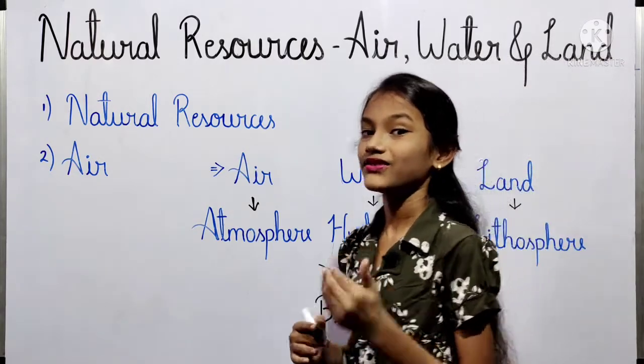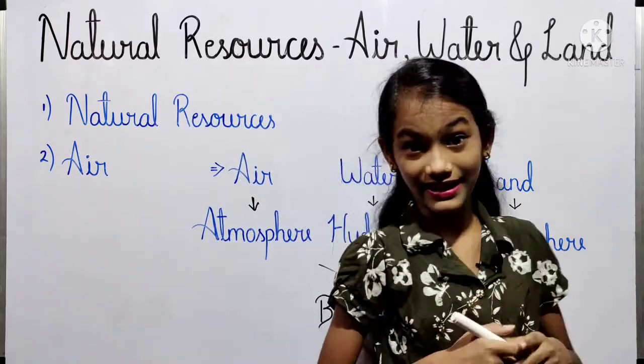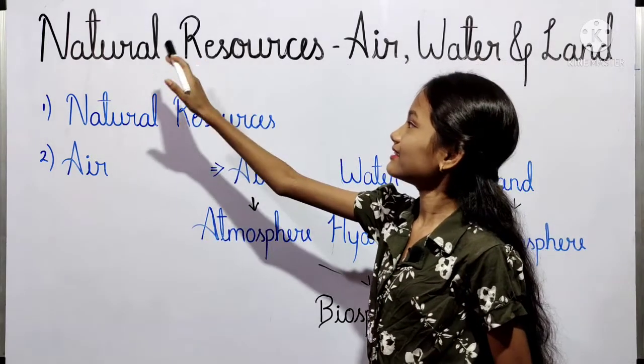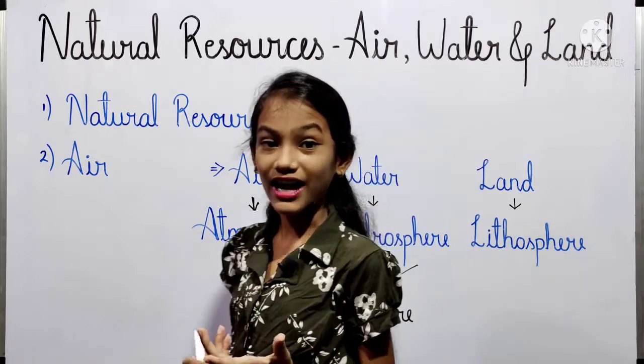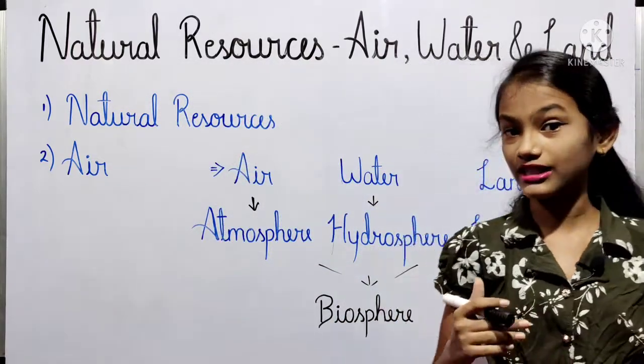Air, water and land are the factors important for sustaining the living world on the earth and for fulfilling their basic needs, and they are called the natural resources.